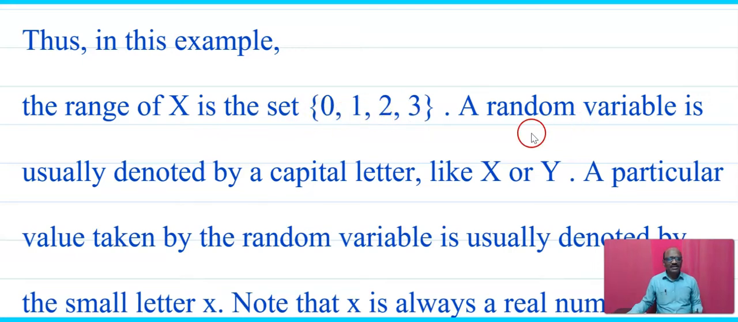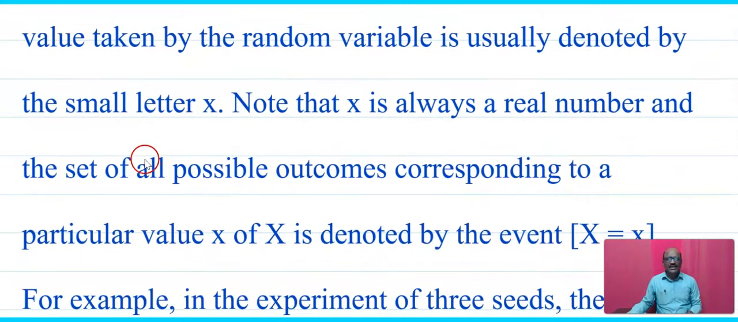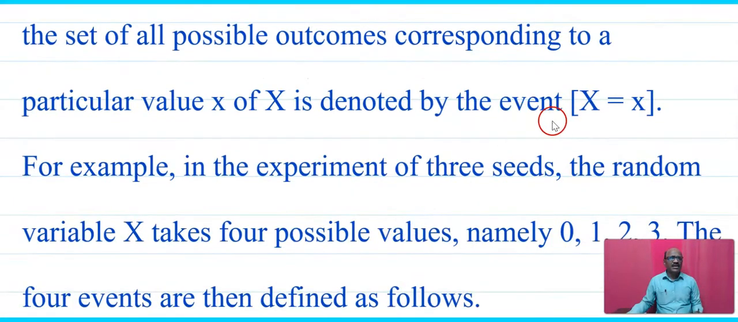A random variable is usually denoted by a capital letter like X or Y. Here we have denoted the random variable by X. A particular value taken by a random variable is usually denoted by the small letter x. Note that x is always a real number, and the set of all possible outcomes corresponding to the particular value x of X is denoted by the event, that is, capital X is equal to x.